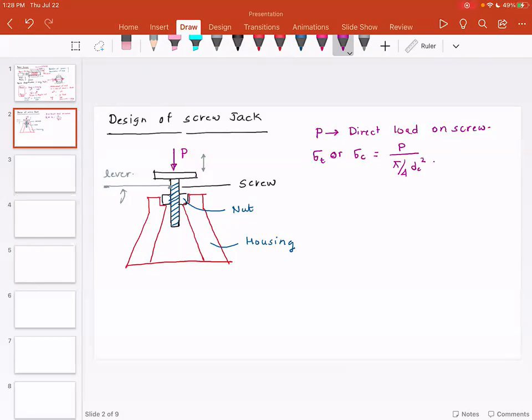So if I were to give you the tensile strength of the material, this is a material property. If I say the material is made of steel, you can find out the compressive and tensile strength for the steel. If I say the material is maybe cast iron, you can find the cast iron properties. So this is something that you get from the design data book.